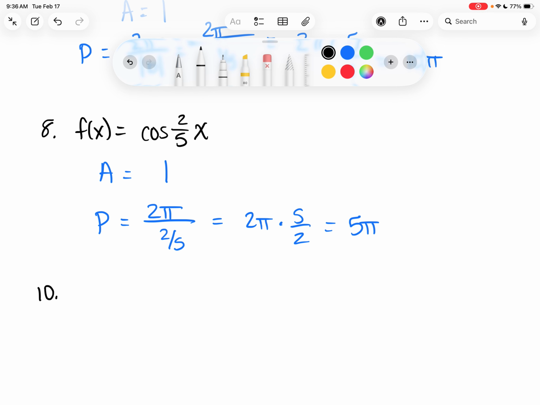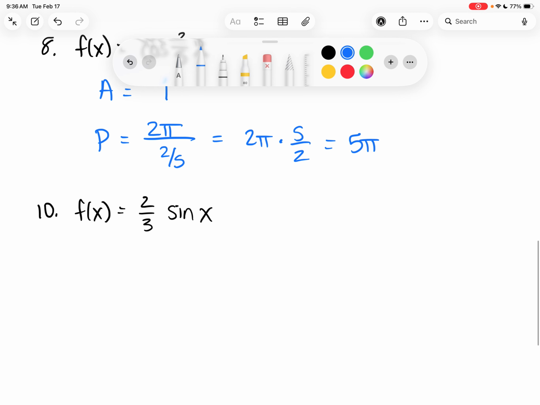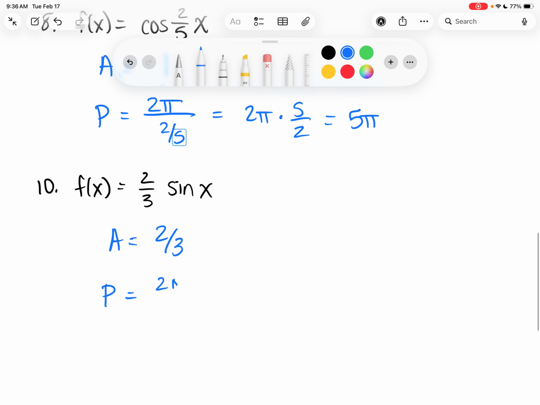Number 10. F of x is equal to 2/3 times the sine of x. So, what is my amplitude? 2/3. Yep, 2/3. And the period? It's 2 pi. Yep, it would be 2 pi, technically over 1, which is just 2 pi.